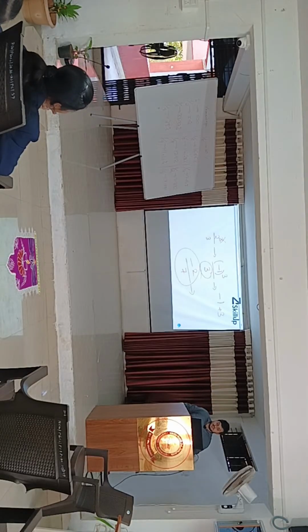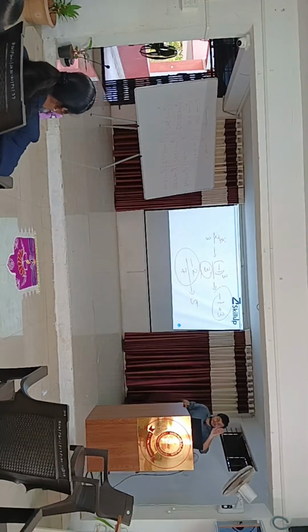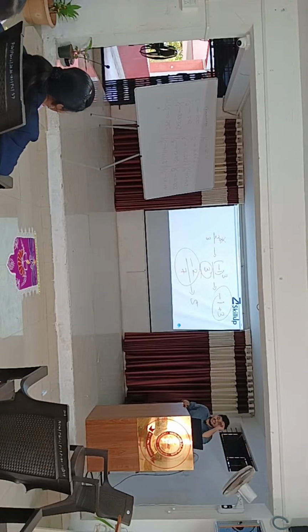What did the answer come? Minus 1 plus 3, 2. Initial answer 2, right? 2 cube is 8. 8 when divided by 3, remainder is 2. The answer is 2. Did you understand this part?